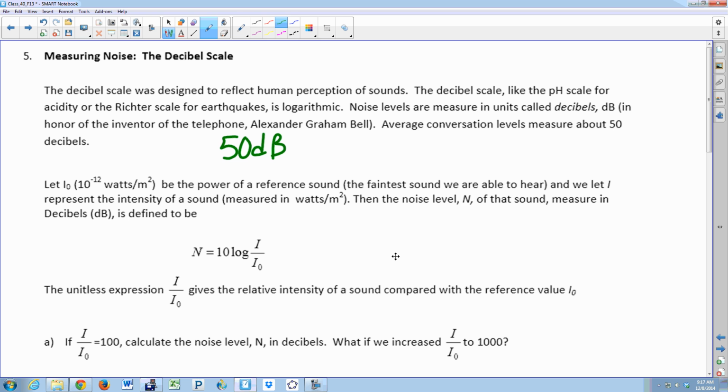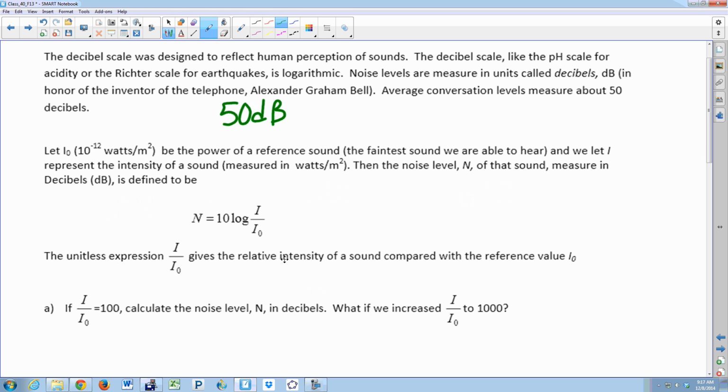Okay, so again, it looks scary, but I hope by now we can see that these little formulas aren't that scary. The interesting thing here is that this quotient right here, I divided by I sub naught, has no units on it. Okay, so it gives the relative intensity of a sound, any sound, compared to this reference value.